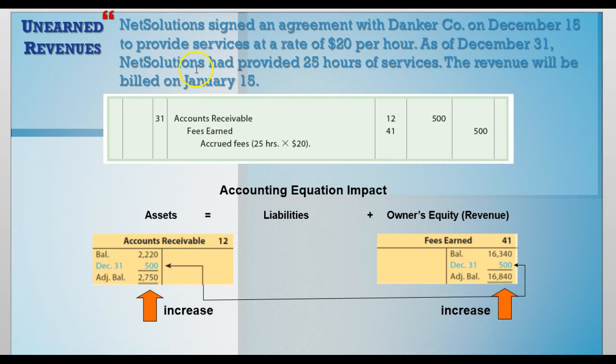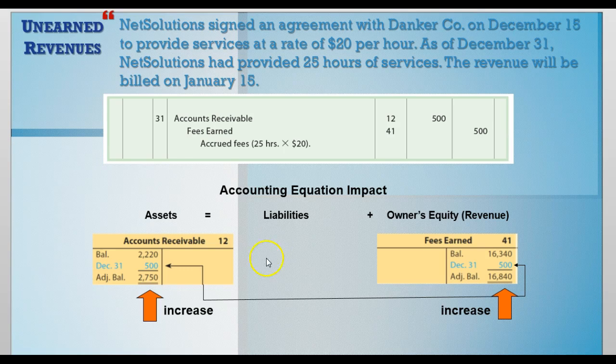The next one we look at is another unearned revenue, and this is a different kind. This is one that's never been recorded. They have a contract to provide services for $20 an hour, and as of December 31st, they've provided 25 hours of services. And the revenue's not going to be billed until January 15th.